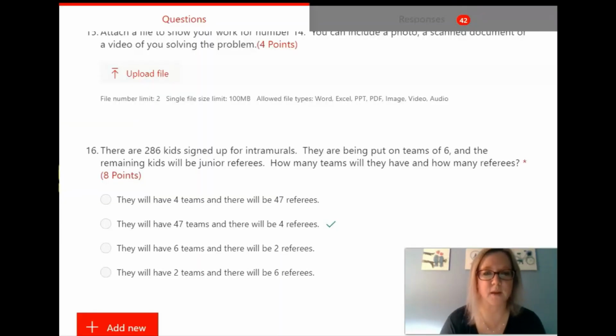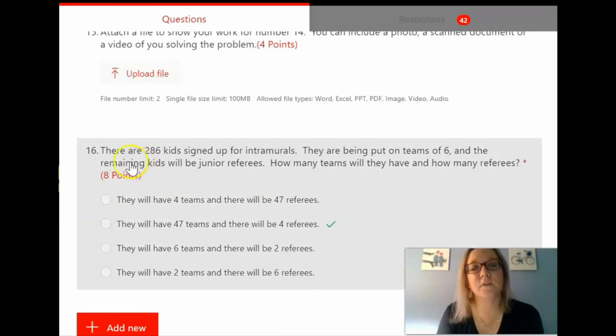So if we go back to the problem, it said that 286 kids are signed up and they're being put on teams of 6. The remaining people will be junior referees. So how many teams and how many referees? Well, 286 divided by 6 gave us 47. So there are 47 teams. And then the remainder was 4. And it said the remaining kids will be the junior referees. So there are 4 junior referees. So the answer should have been the second choice here. There were a handful of people who put the first choice instead. But again, go back and see if that really makes sense with the problem.